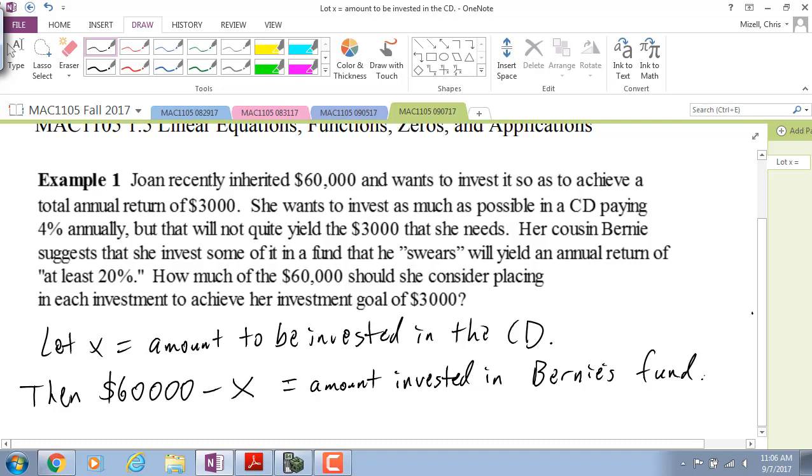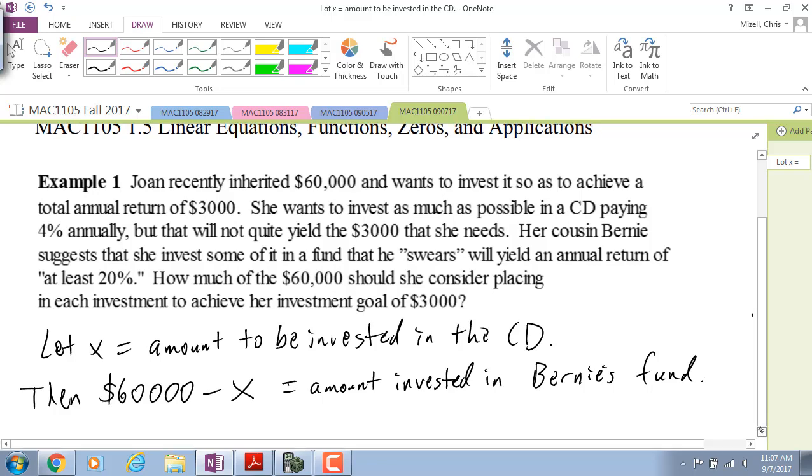So X in one place, $60,000 minus X in the other, for a total of $60,000. Now we want the total amount of interest from one, from the other, add those up, get $3,000.